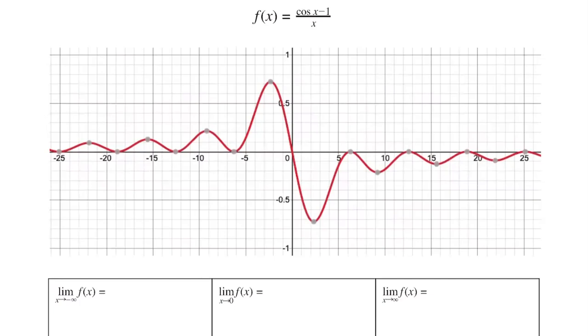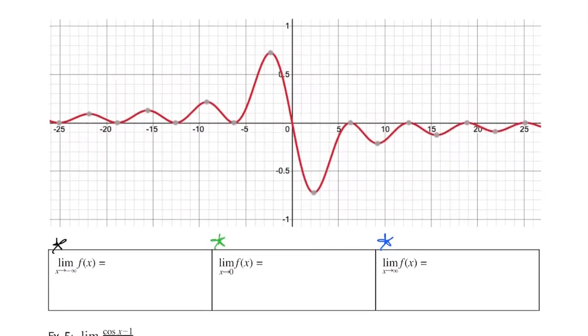And let's see if we can use our graph to figure out our limits, just like we did before. Okay, the left end behavior, the right end behavior, and the middle. The left end behavior in the black, the right end behavior in the blue, and what's happening in the middle in the green, okay? So let me give you a moment to just look at your graph, see what you think.